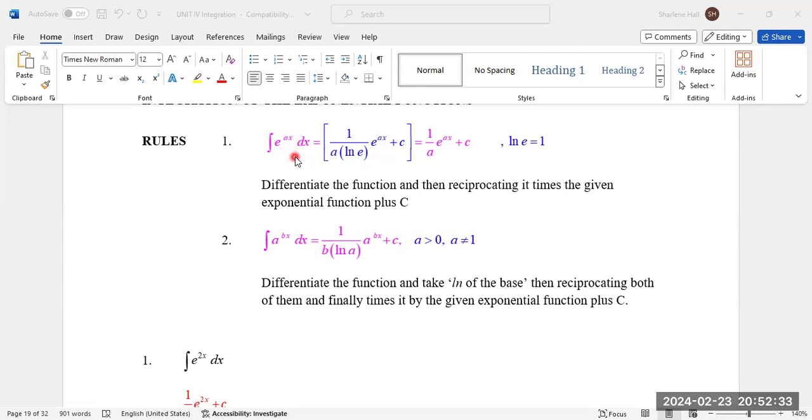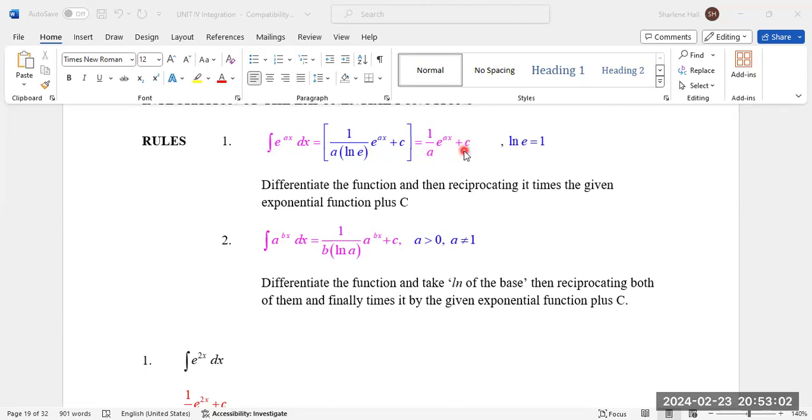But we're going to put ln e, the ln of the base, and the base is e. And then we write back e to the ax, plus c. But we know that ln e is 1, so we can drop it and just put 1 over a, e to the ax plus c. If the question comes in a way where the base is not e, we can't just cancel it out.